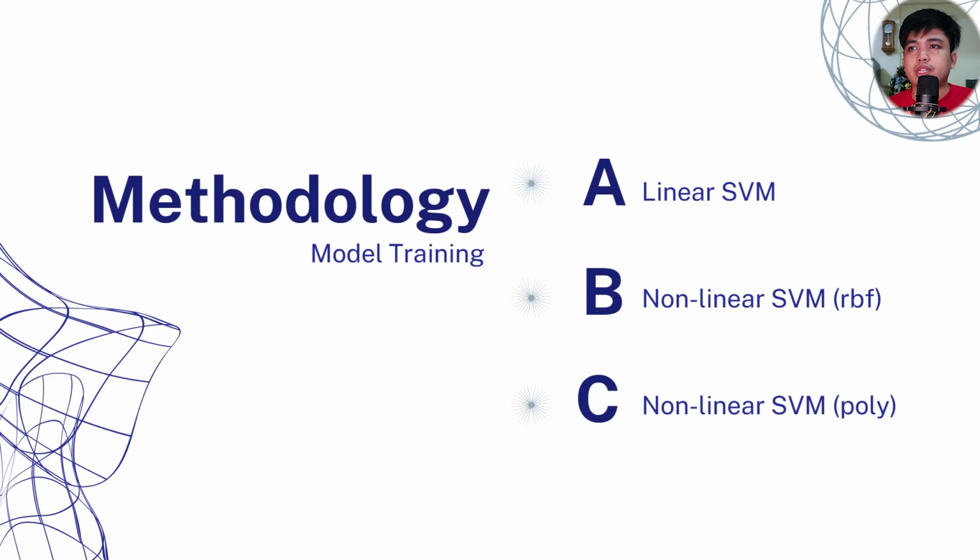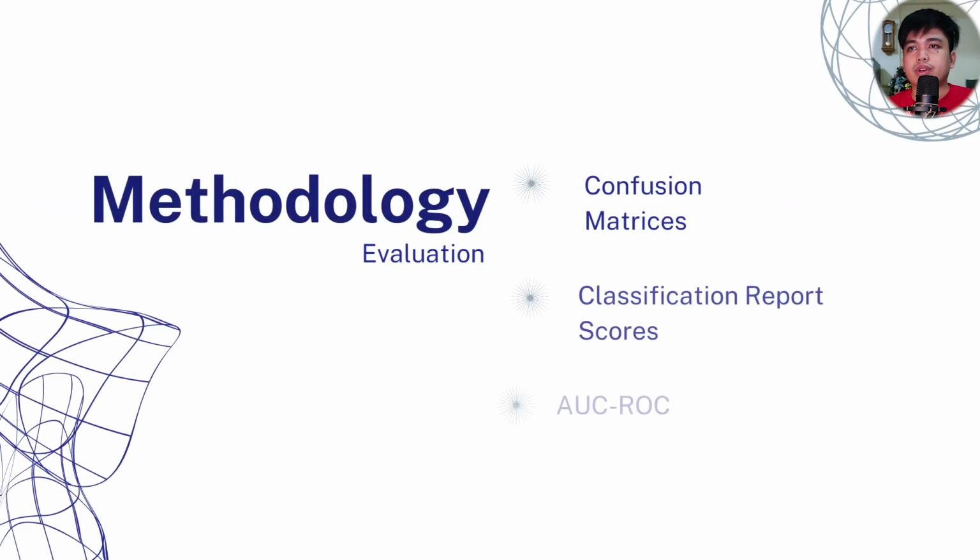And then for model training, we have created three models, one of which is a linear SVM and two are nonlinear SVM. Model A is the linear SVM, Model B is a nonlinear SVM using the radial basis function kernel, and Model C is also a nonlinear SVM, but it uses the polynomial kernel or poly kernel. For the evaluation, we have three main parts, which are the confusion matrices, classification report scores, such as the accuracy, precision, recall, and F1 scores, and AUC ROC, and we also have taken note of the runtime in the evaluation part for each of the models.